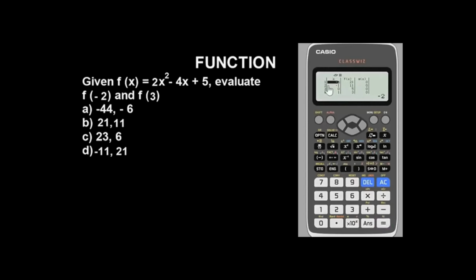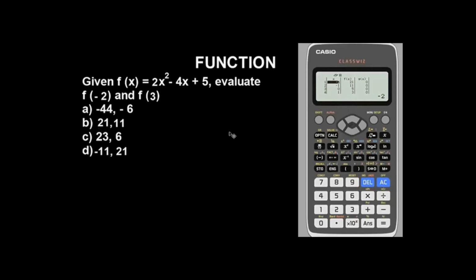This is step 1. So guys, you can see when x is -2, the function f of x will be what? 21. So when x is -2, we have our f of x to be 21. As simple as that, guys.